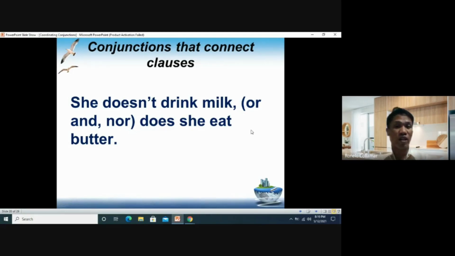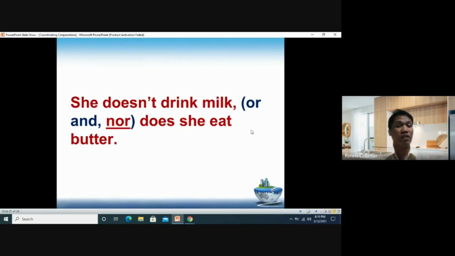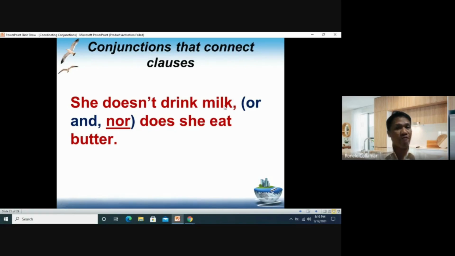Does she eat butter? So what do you think is the answer here? Is it or? Is it and? Or nor? Let us see. So the answer here is nor, because we are combining clauses that are having a negative word. So we have here a negative word, doesn't, a contracted form of does and not, right? The process involved here is contraction, which observes a combination of two words using an apostrophe. All right. So therefore, we have to use nor, but take notice we have to follow it up with the verb does, and then follow it with the subject and the main verb.